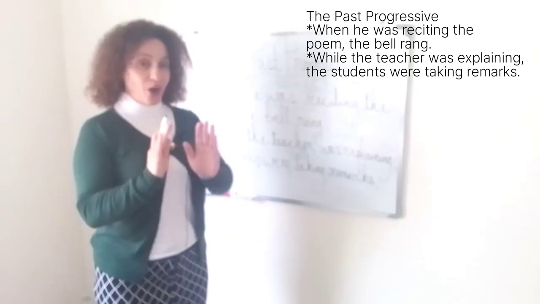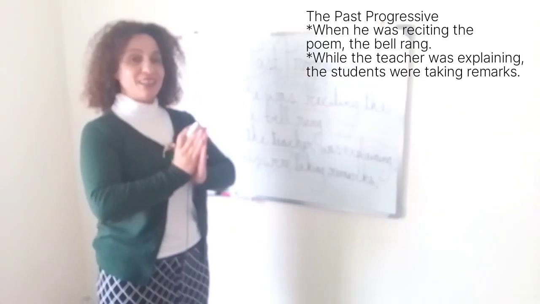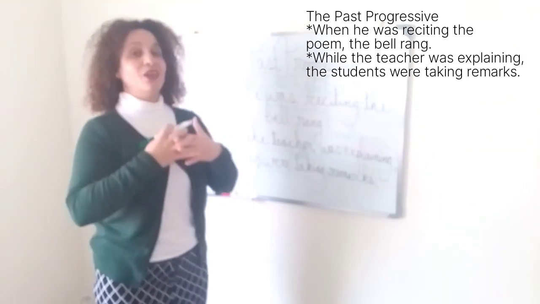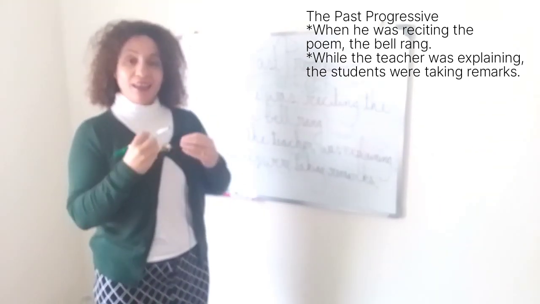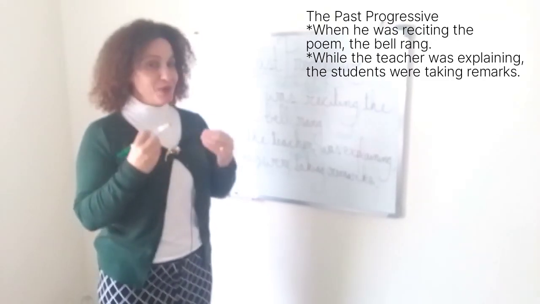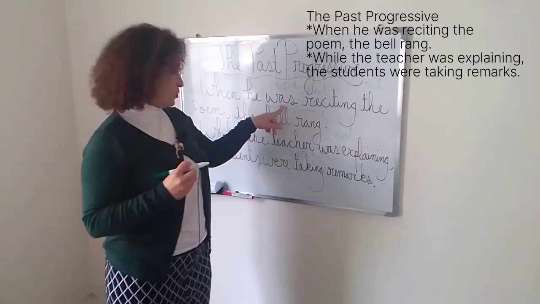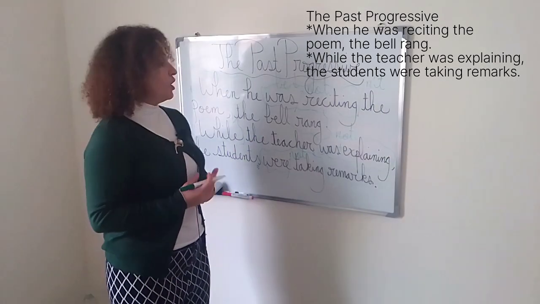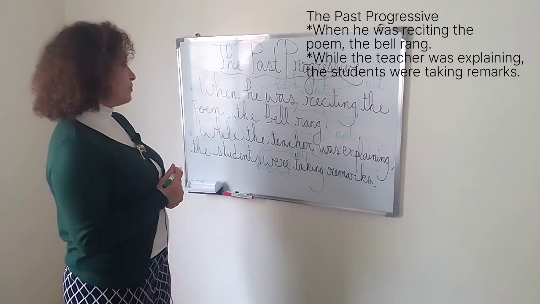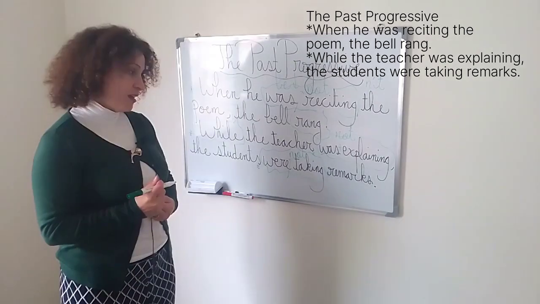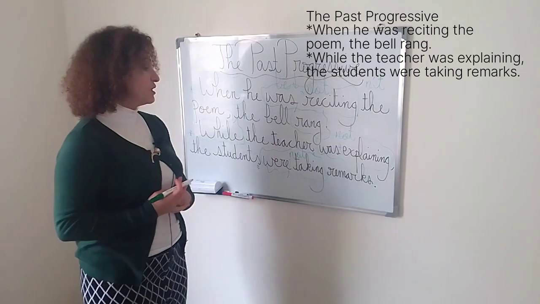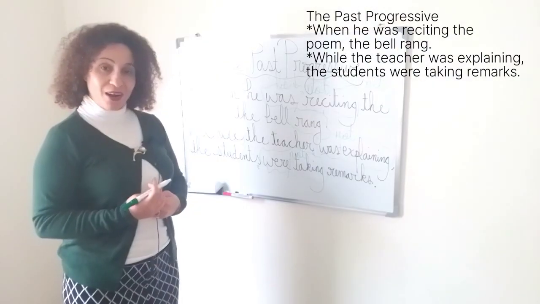And the last part, how to change this sentence into question sentence, how to change it into interrogative. Again, I can take benefit from be in the past, which is was, in a way that I ask a question. Was he reciting the poem when the bell rang? Was the teacher explaining while the students were taking remarks?